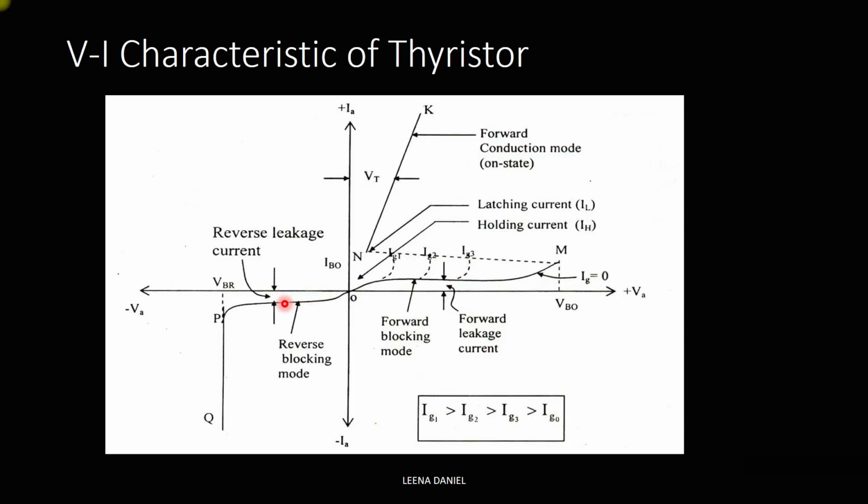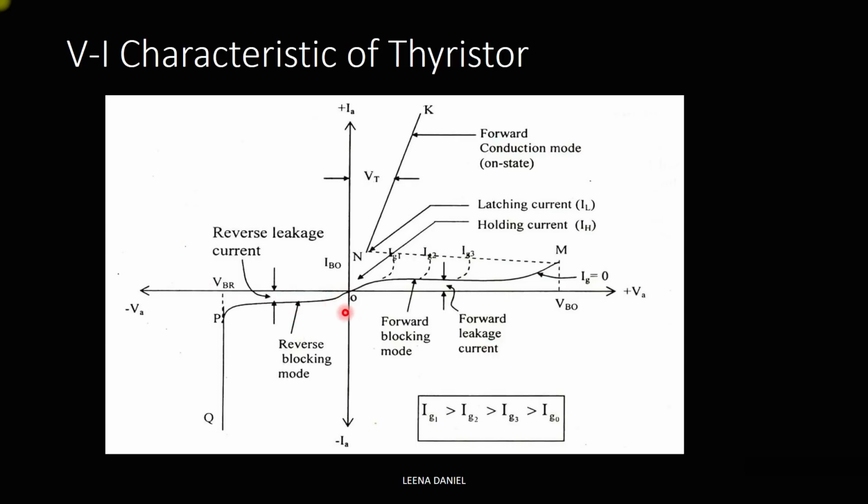And what is the main criteria to make the thyristor go into conducting mode? It is to break down all the junctions. In the earlier slide I told you there are three junctions, J1, J2 and J3. When these three junctions break down, the thyristor will get into the turn on process or on state.